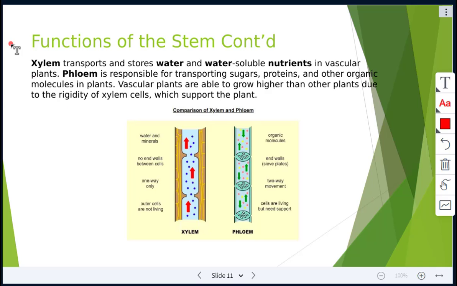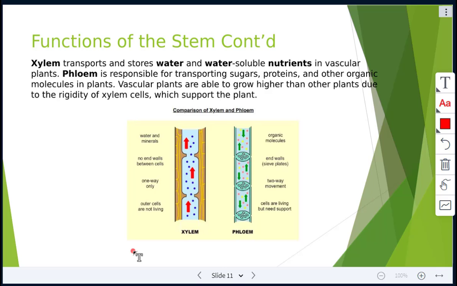All right, so like I talked about xylem already, so xylem transports and stores water and nutrients in vascular plants. So vascular plants contain xylem and phloem. So here in this picture, we see xylem, one-way flow for water and minerals. So from the roots and up the stem to reach the leaves. Then we have phloem. Phloem is responsible for transporting sugars, proteins, and other organic molecules in the plants.